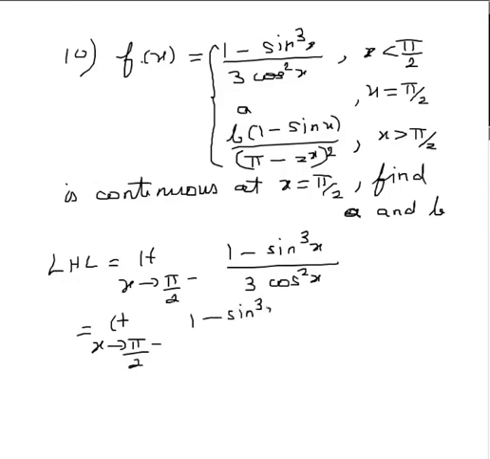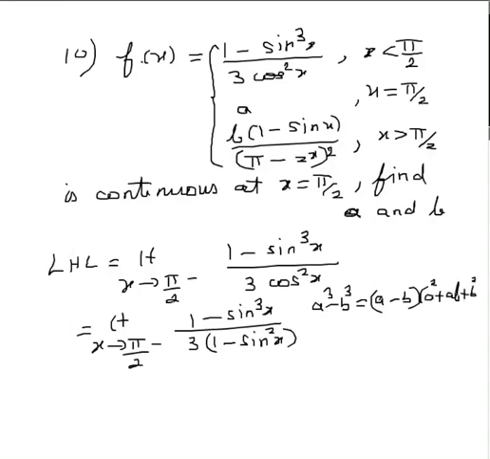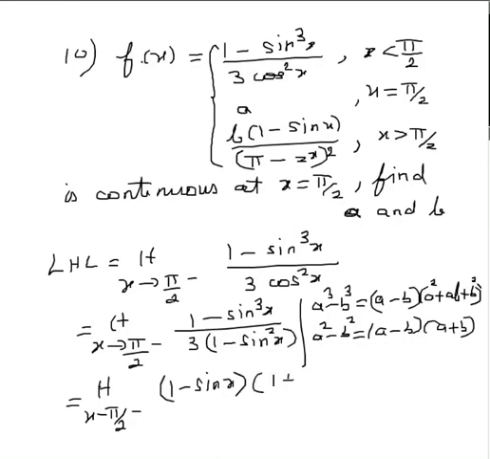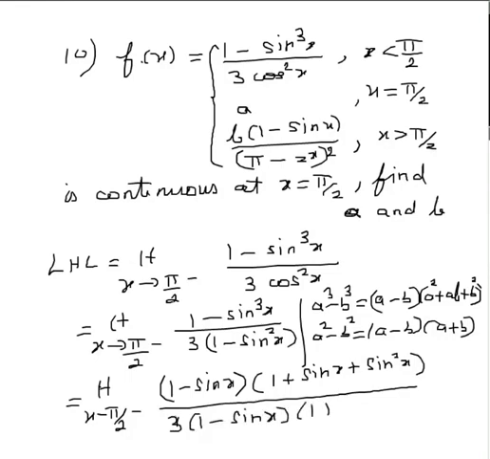One minus sine cube x divided by, I can write cos square as 1 minus sine square x, identity. I'm going to use factorization method here. I'm going to factorize the numerator using this factorization formula. And denominator a square minus b square factorization formula, a minus b into a plus b. Limit extending to pi by 2 minus. The numerator becomes 1 minus sin x into a square term plus ab term plus b square term divided by 3 times 1 minus sin x into 1 plus sin x.